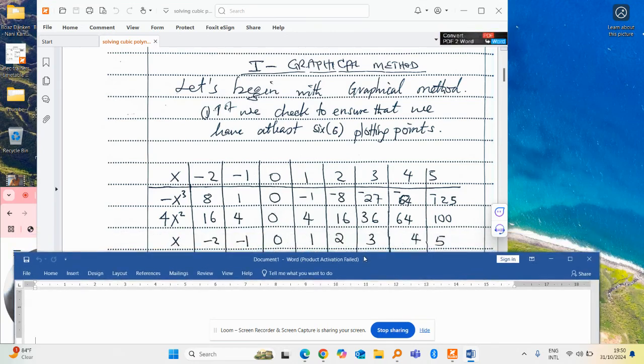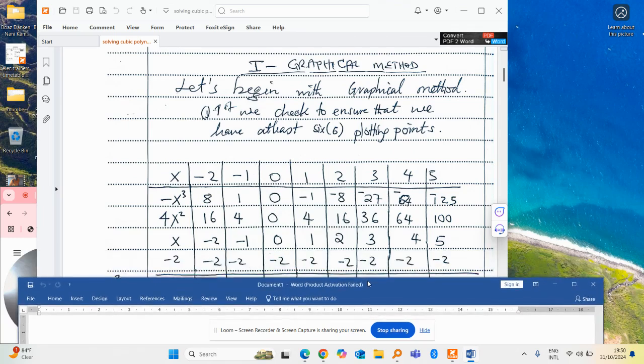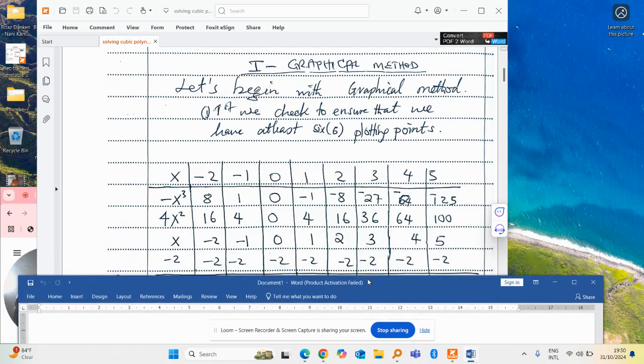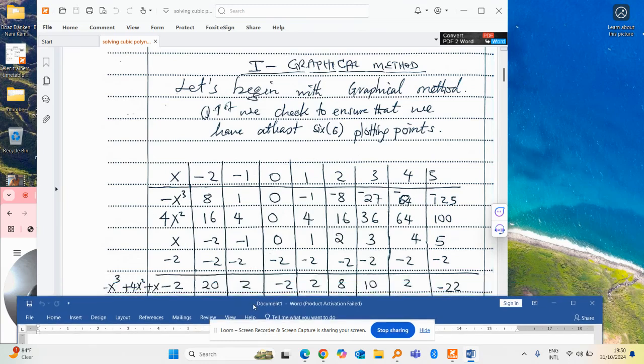Then you copy the values for x as shown. Finally, you have -2. This part is the whole of your equation, that is y equals, or f of x is equal to that. After that, you do the additions, and that is what you get. So you get 20, and that gives you the plotting points for the equation.